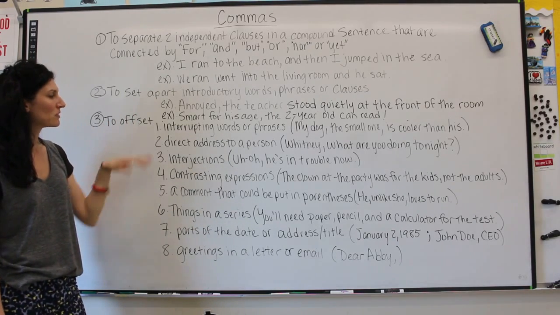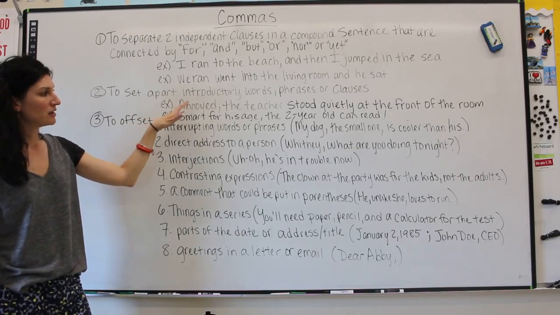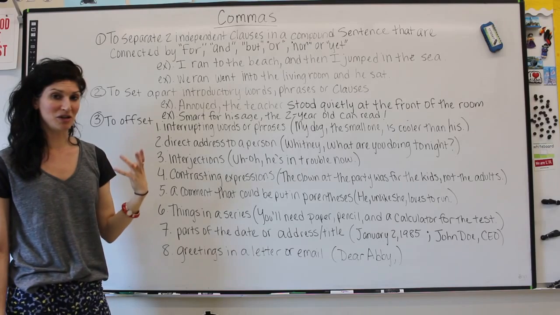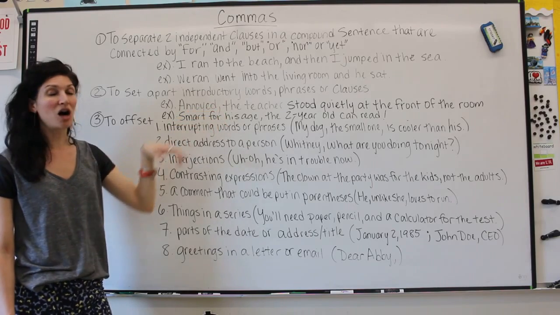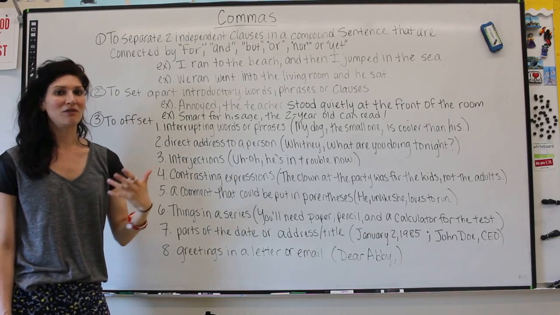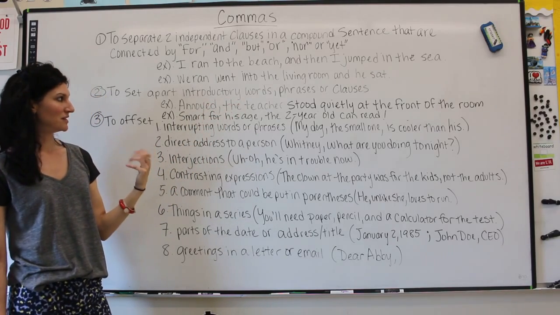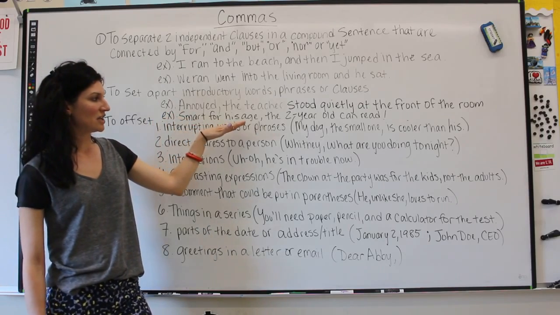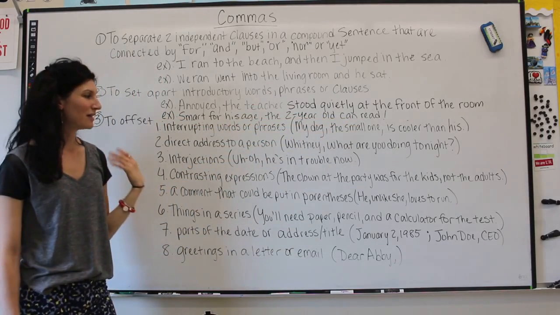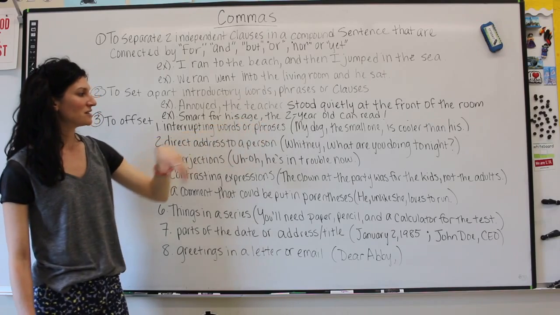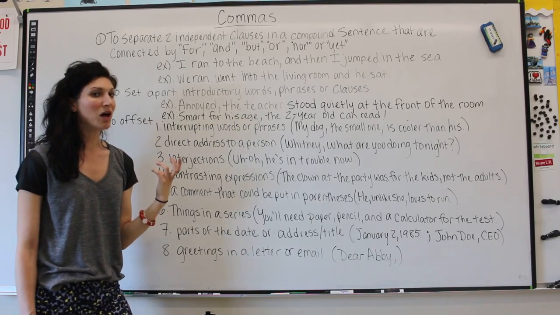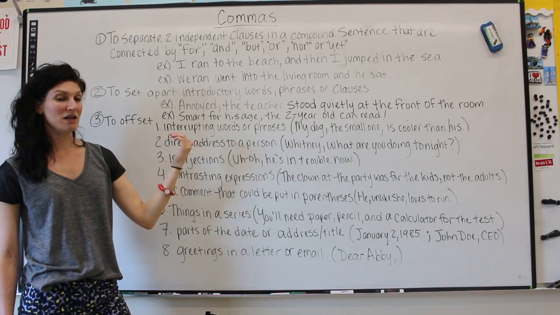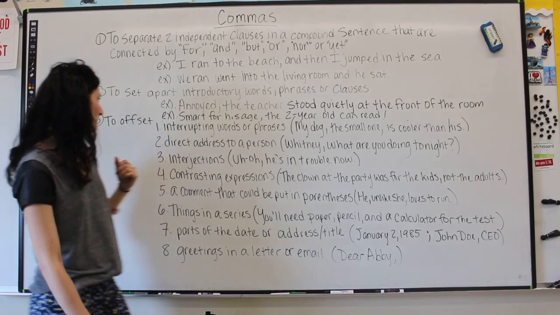So if you take a look at some of our examples, you'll be able to see what I mean. The first example is, annoyed, the teacher stood quietly at the front of the room. You can hear that little pause after I say annoyed, and we would use a comma after the word annoyed to offset it from the rest of the sentence. In the next example, we have the phrase smart for his age. The 2-year-old can read. Again, as you can see, we have this little pause. In this case, because it's an introductory phrase, we would use a comma to offset it.